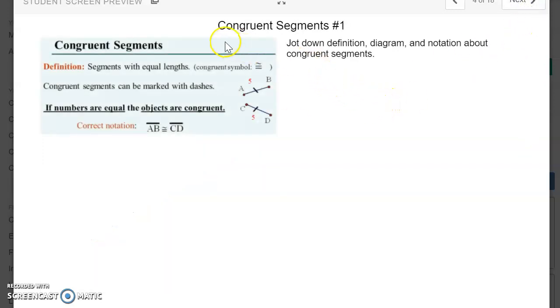All right. Congruent segment number 1. Definition: segments with equal length, or the congruent symbol. Congruent segments can be marked with dashes, and if the numbers are equal, the objects are congruent. Correct notation: AB is congruent to CD. This is how we talked about how the number of notches communicate that these two lines are congruent.